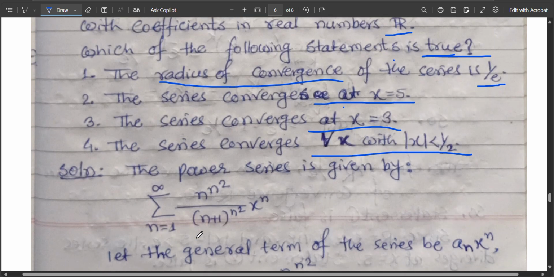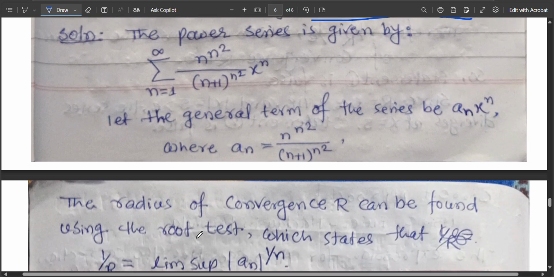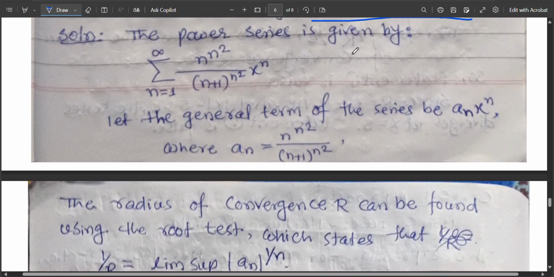So the solution is that the power series is given by the sum from n equals 1 to infinity of n to the power n squared over (n plus 1) to the power n squared, times x to the power n. Let the general term of the series be a_n x to the power n, and a_n is n to the power n squared by (n plus 1) to the power n squared.